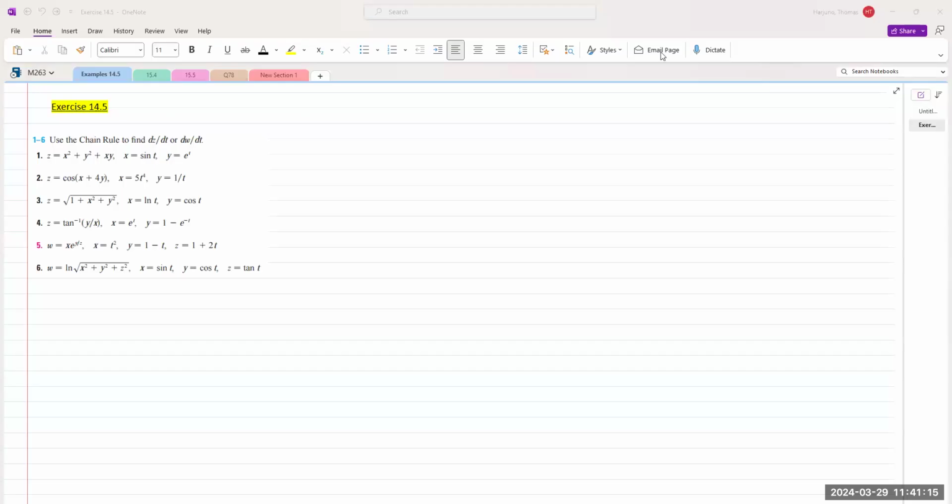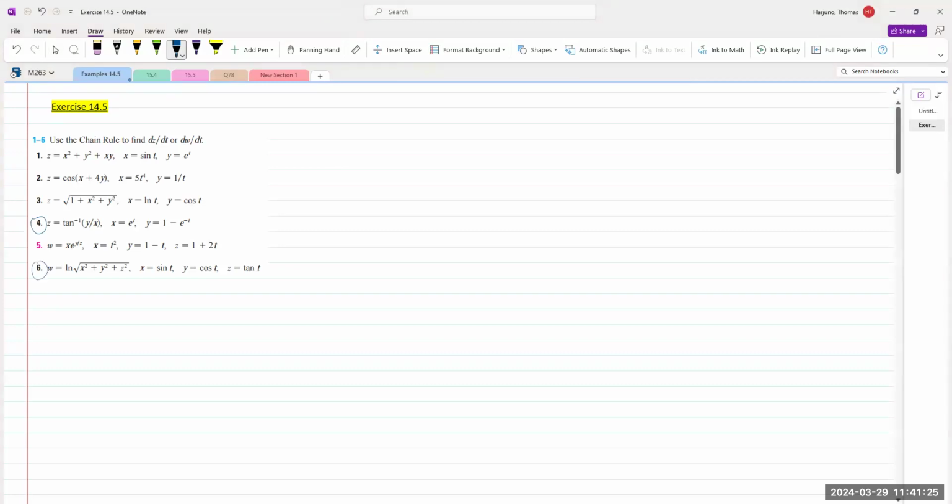Let's work on some exercises in section 14.5. We start with, I think for this part here, I will do number 4 and number 6. Number 4 first. We get C equals tangent inverse of y over x, where x equals e to the t, and y equals 1 minus e to the negative t. And we want to find dc dt.